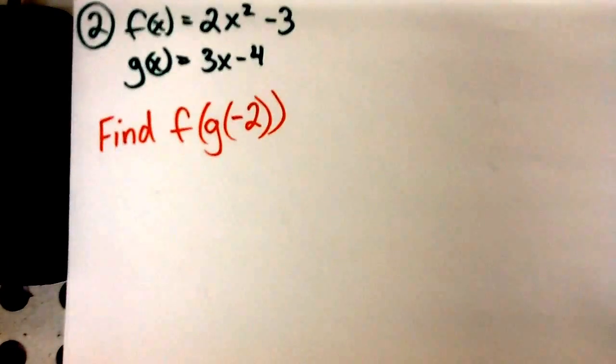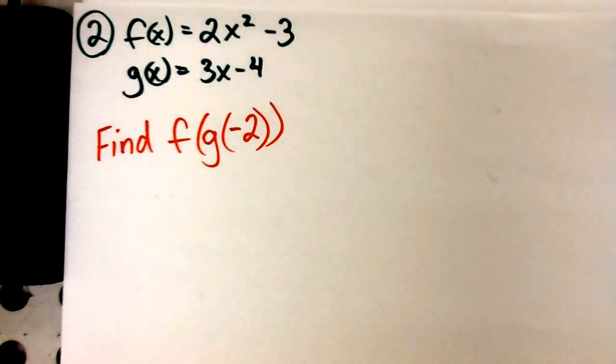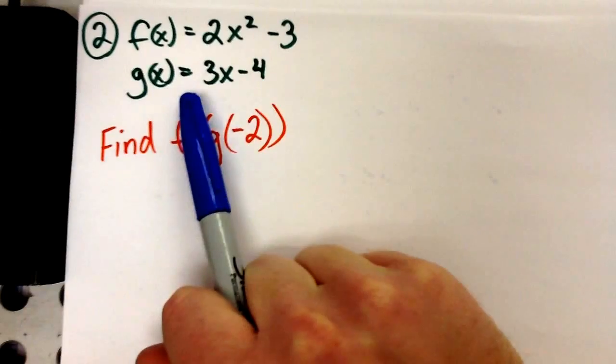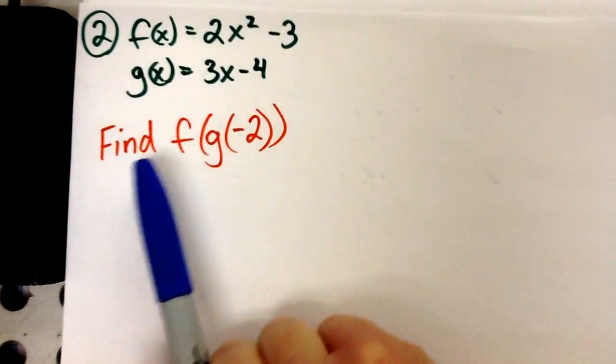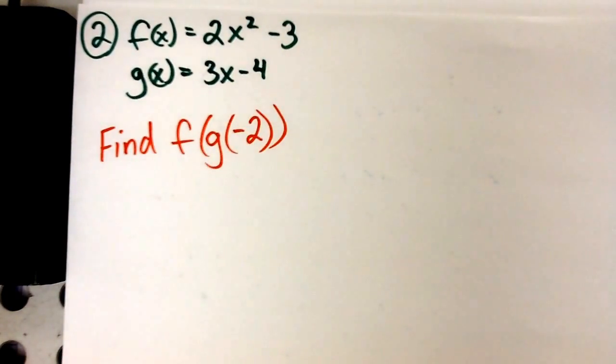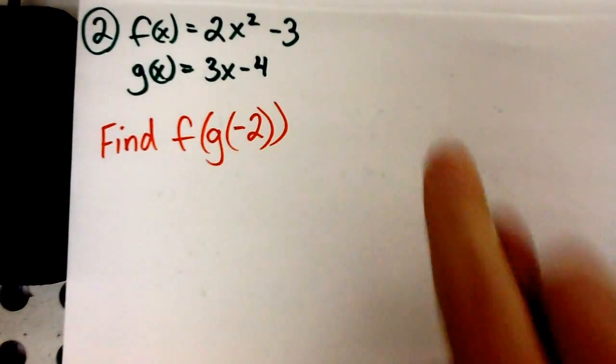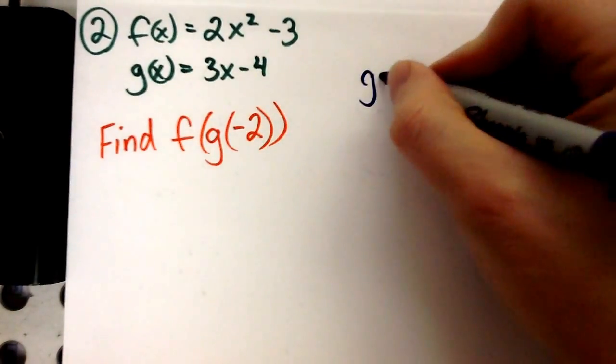Okay. Let's try one that has a number to plug in. Okay. So again, two new functions. You get f of x is 2x squared minus 3. G of x is 3x minus 4. We're supposed to find f of g of negative 2. Well, since you have an actual number to plug in, somewhere off to the side, we probably should figure out what g of negative 2 is.